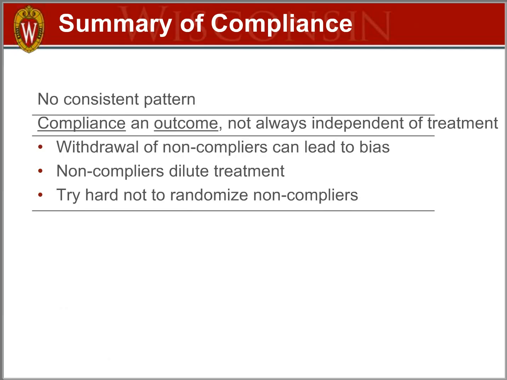The point to emphasize is that compliance is itself an outcome, and it's not always independent of treatment or how the patient is doing. For sure, withdrawing patients for their compliance can lead to bias. Non-compliers can, in fact, dilute treatment, but it's very hard to account for that, and the best we can do is try very hard to not randomize non-compliers in the first place, and then in our design and our sample size calculations to adjust to compensate for the non-compliance, as we discussed briefly in our discussion of sample size.